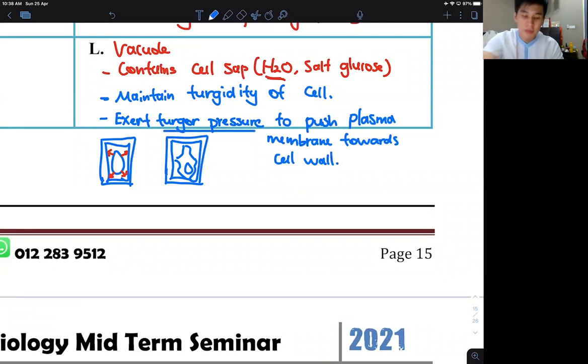So this is something that the question will also ask, slightly harder linear questions. So they will ask, how is the vacuole important for plant cells? Or how is the vacuole important for maintaining the shape of the cell? So you can say how it first maintains turgidity, how it exerts turgor pressure, then pushes the plasma membrane towards the cell wall. That's why it will be hard.